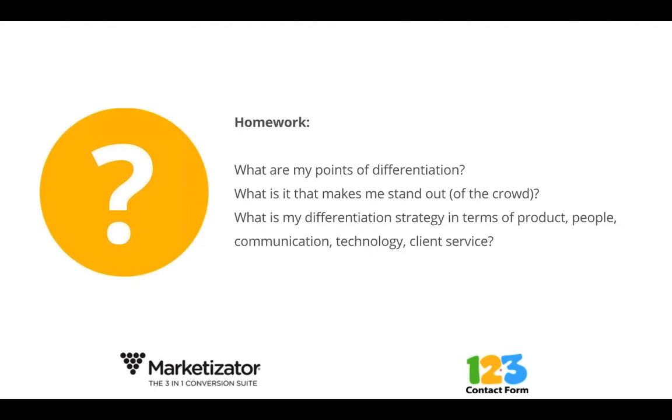So the homework for you for this chapter is to ask yourself the right questions, and the questions are: what are my points of differentiation? How am I different on all those steps? Like how is my team different? How is my customer insight? How is my product? How is my online presence? How is my advertisement and everything like this? What is it that makes me stand out of the crowd? What is my differentiated strategy in terms of product, people, communication, technology, and client service?